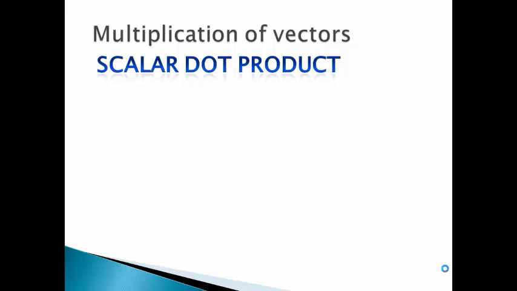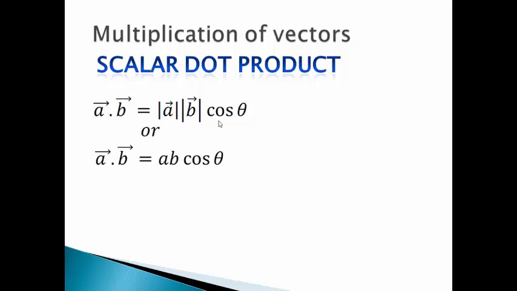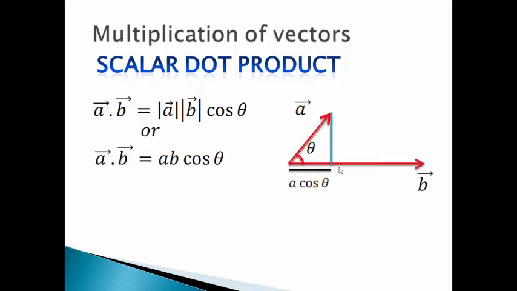scalar dot product. For any two vectors A and B inclined at an angle theta, A bar dot B bar will be equals to magnitude of A bar into magnitude of B bar into cos theta, or simply AB cos theta. Geometrically it is represented as two vectors A bar and B bar inclined at an angle theta, then scalar projection of A on B, that will be A cos theta. Hence the scalar dot product will be AB cos theta or A cos theta into B.